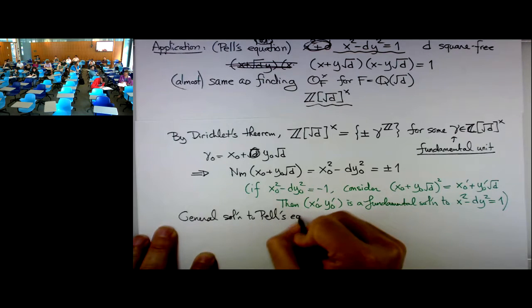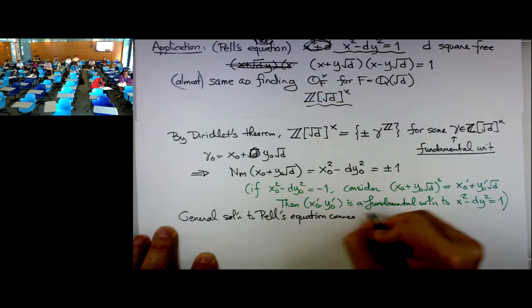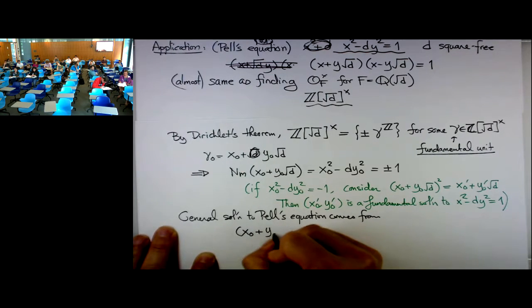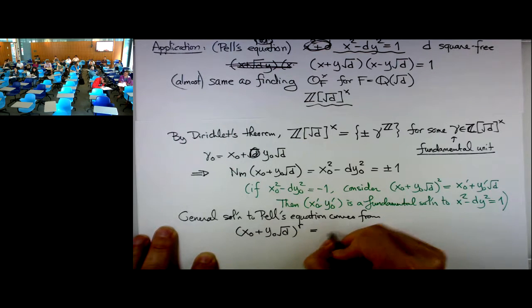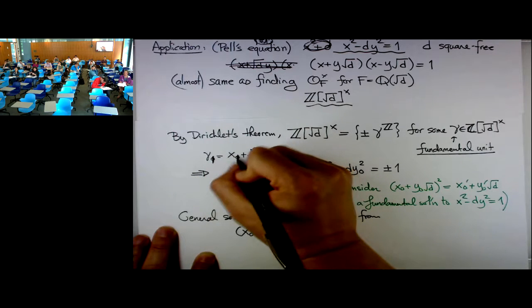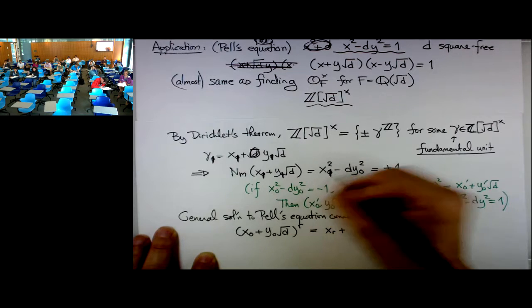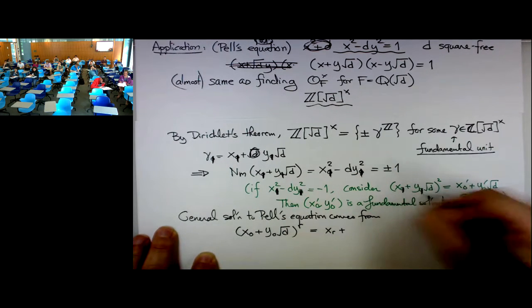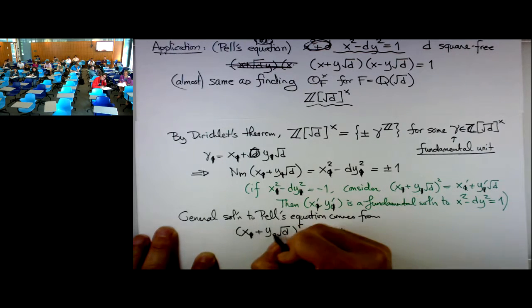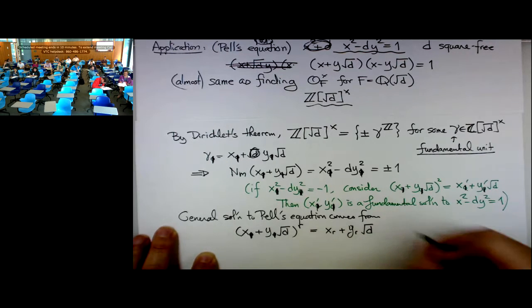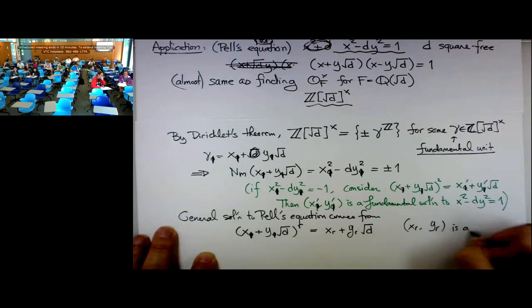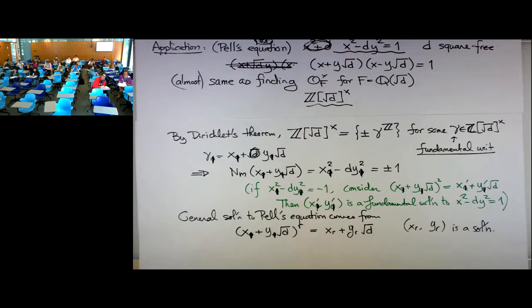So the general solution to the Cauchy equation comes from the fundamental solution here, and you raise it to the r power. I basically write it as xr plus yr root d. Or maybe I should call it x1. I should probably start calling it x1. So this is a solution. In some sense, the Cauchy equation has a good structure: if you know one fundamental solution, you can get the rest of the solutions. Of course, Cauchy at that time didn't know anything about algebraic number fields. He just somehow observed this factorization and made the calculation.